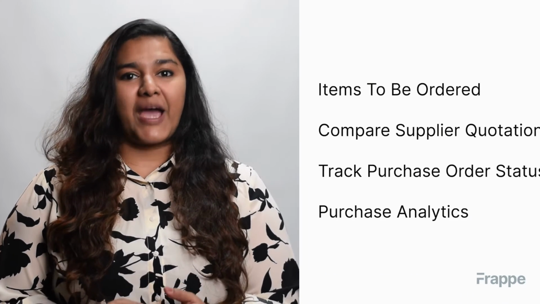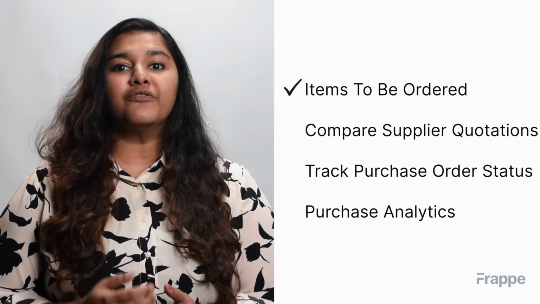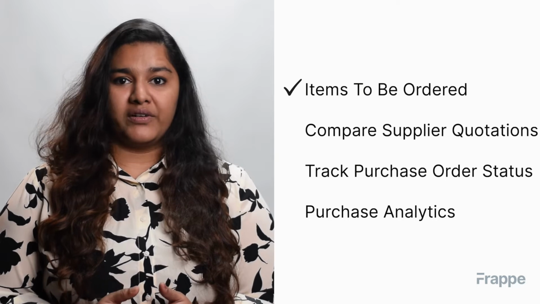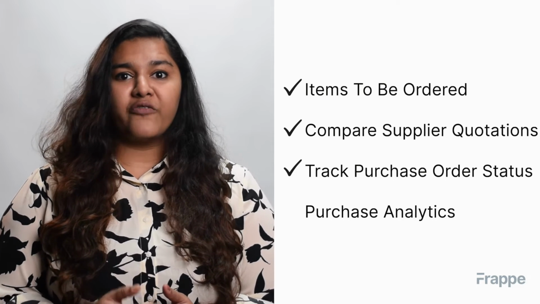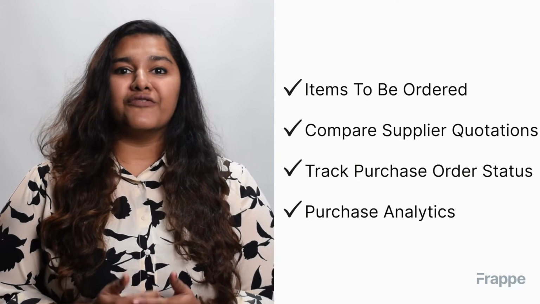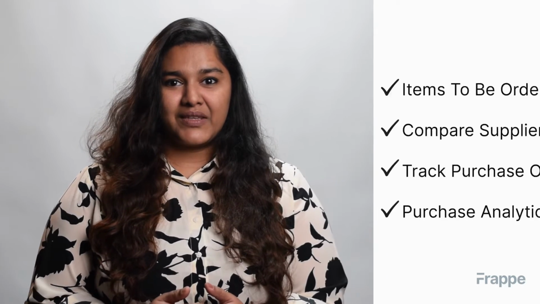This is the sixth and last chapter in our procurement course, and today we will be discussing reports in the buying module. By the end of this chapter, we will know how to view items that need to be ordered, compare supplier quotations, view the status of purchase orders, and view purchase analytics.